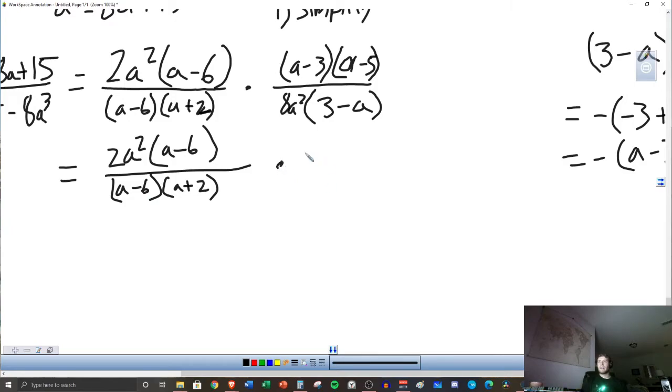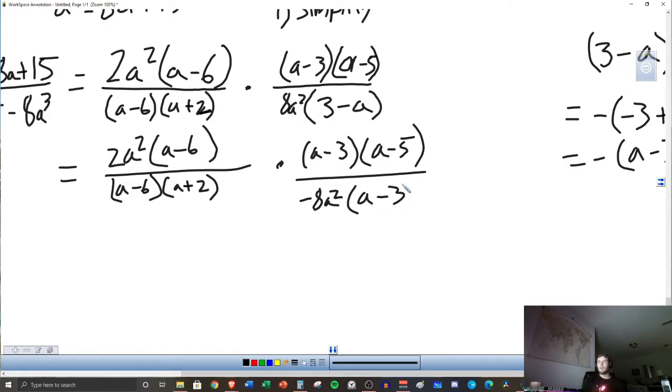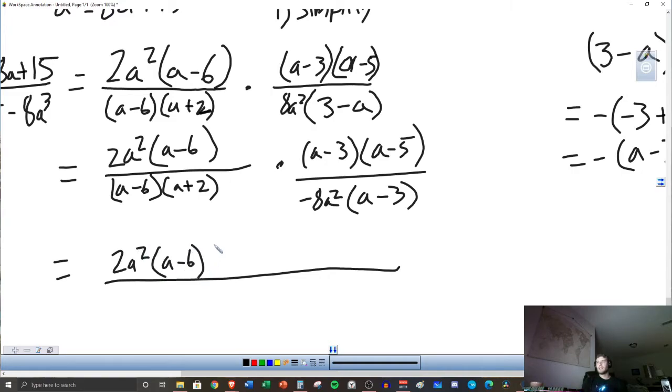So we're going to rewrite it like this: a minus 3, a minus 5. I'm going to pull out a negative, okay? And then that changes that to this, which is super helpful because look, now we've got a common factor up top. All right, next, multiply one fraction, 2a squared, a minus 6, a minus 3, and a minus 5.